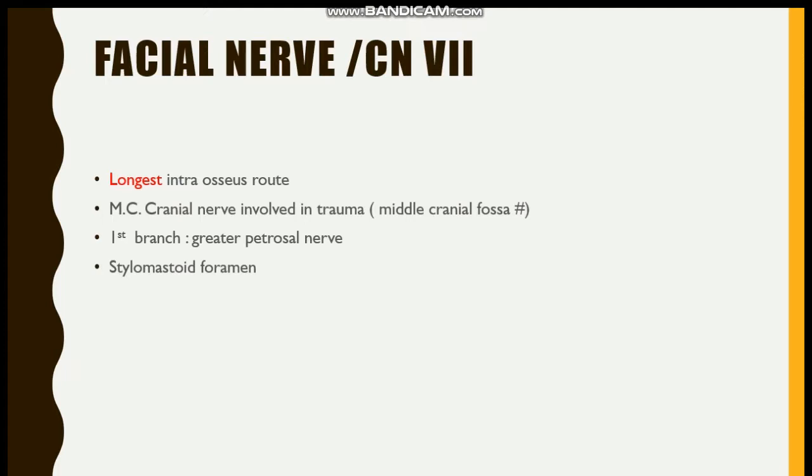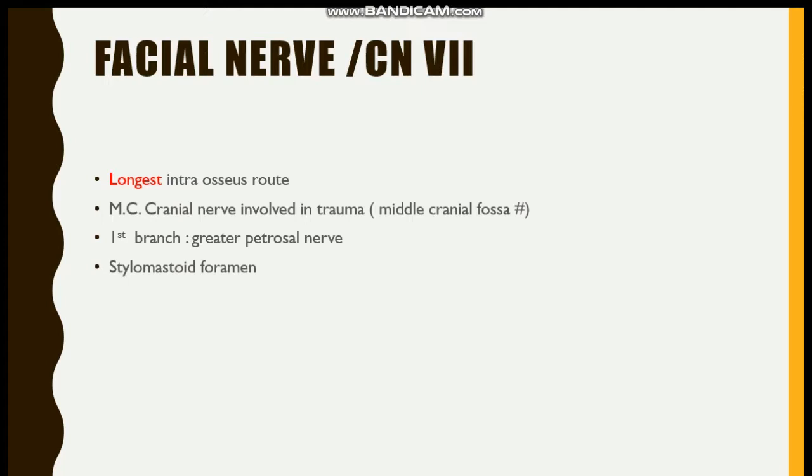Next is the facial nerve, cranial nerve 7. It has the longest osseous route. So listen, if it is asked in the question which is the longest cranial nerve, that is the vagus nerve. But if it is asked which has the longest osseous route, then it's the facial nerve. So the most common cranial nerve involved in trauma is the facial nerve.